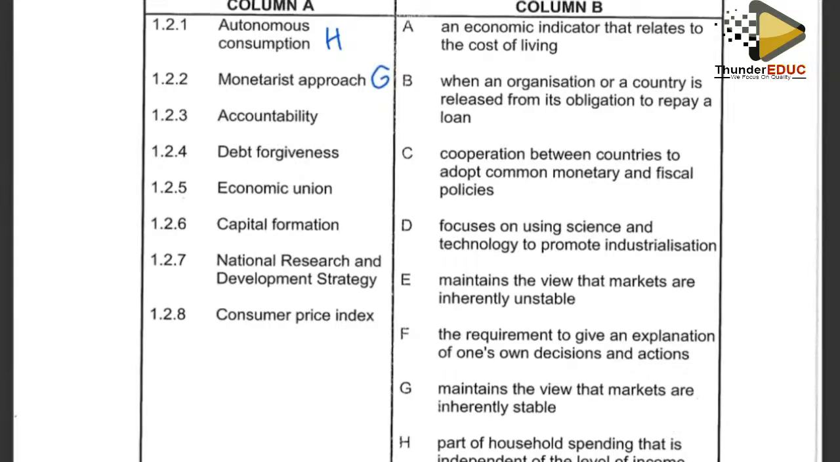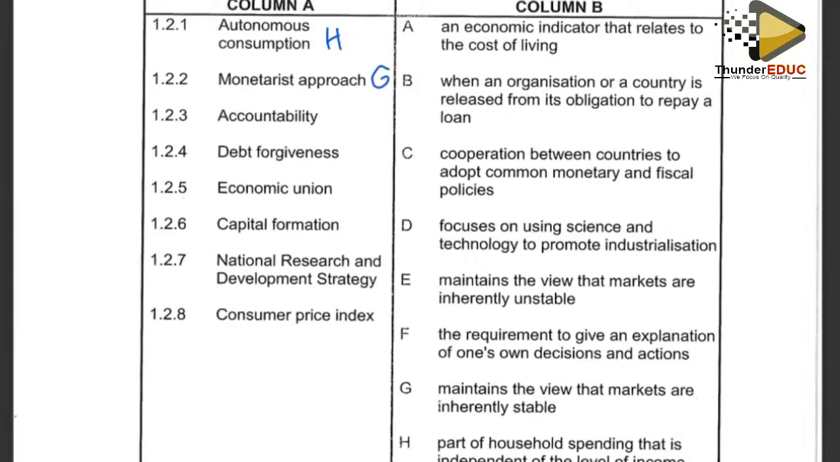Okay, right, grade 12. So now let's move on to the next question. The next question, we have 1.2.3, which is accountability. So now when we talk of accountability, we refer to an explanation of one's own decisions and actions, when you take charge of your actions or when you take charge of your decisions.